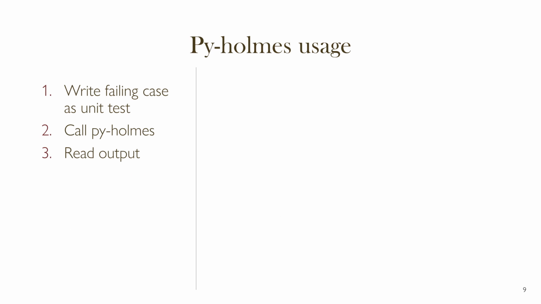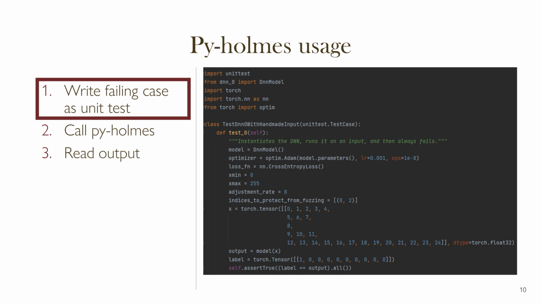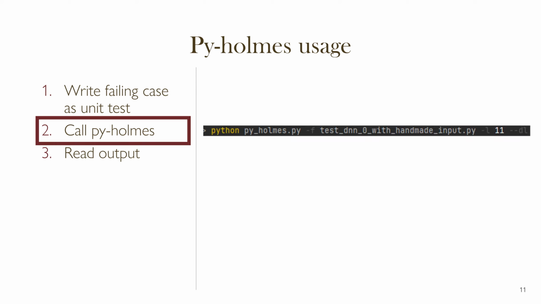Now we'll discuss how to use PyHolmes for a deep neural network. First, the user writes a unit test which contains some required variables, such as the original failing input tensor and the valid range of values for the elements of that tensor. All these variables are discussed in depth in our artifacts README. Now, the user calls PyHolmes from the command line. CLI flags for PyHolmes are also discussed in our artifacts README.